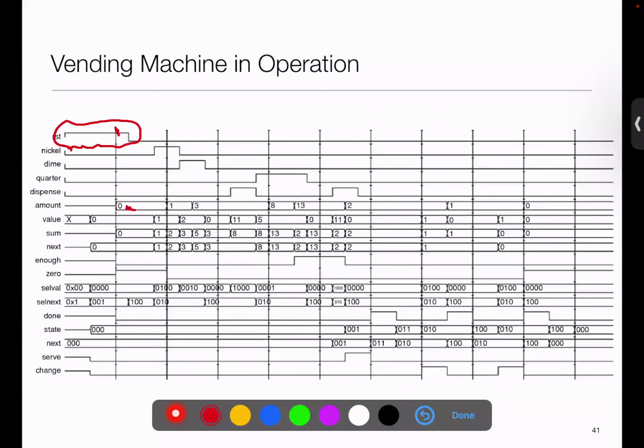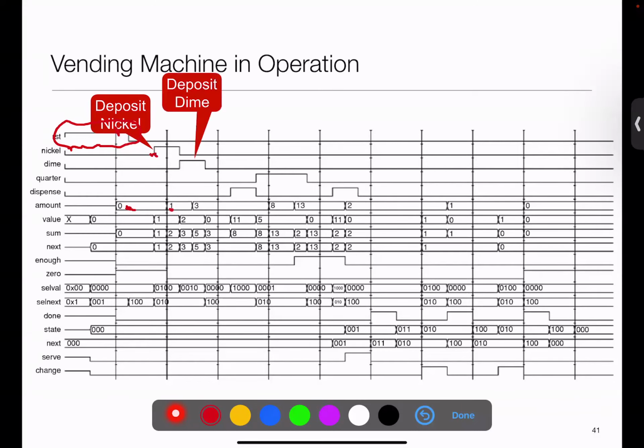So when the user deposits a nickel, we expect some amount to increment. So the user deposits a nickel here, and so then you see the amount goes to 1. User deposits a dime. So now there are 2 more things, so the amount goes to 3. Then the user attempts to dispense.